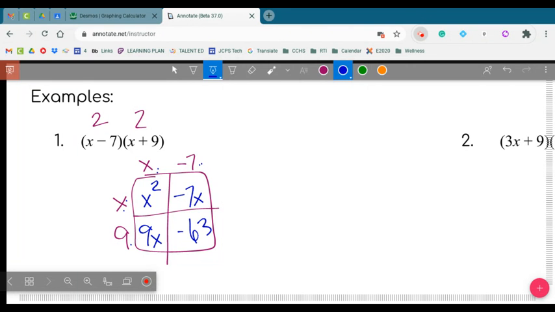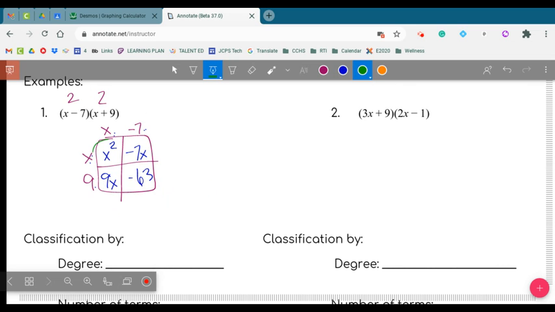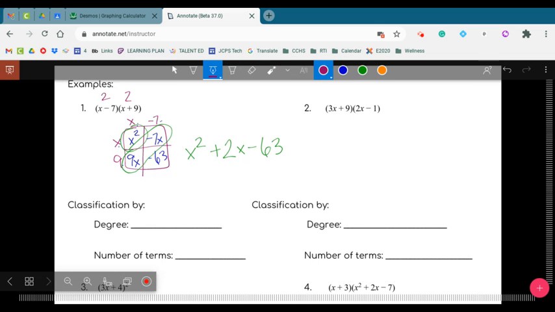And then combine your like terms. You're going to have x squared. Combine your diagonals. 9 minus 7 is going to give us 2. And then minus 63. So classification, our biggest exponent is 2. So we're going to call this quadratic. And we have 1, 2, 3 terms. So this is a trinomial.